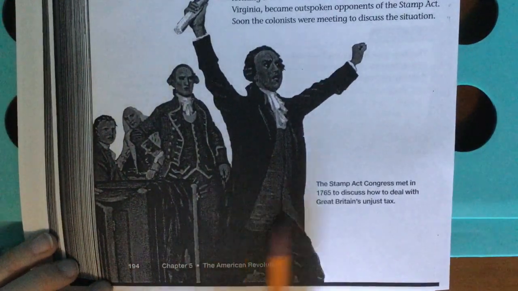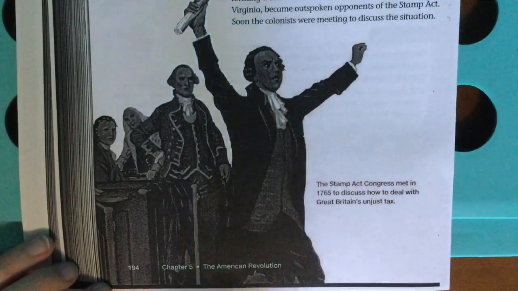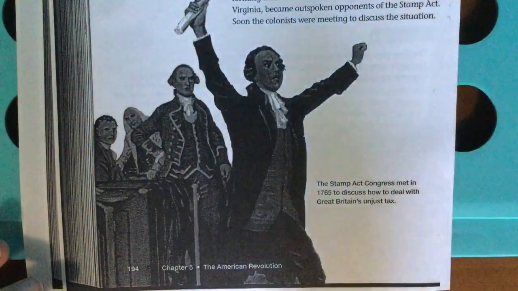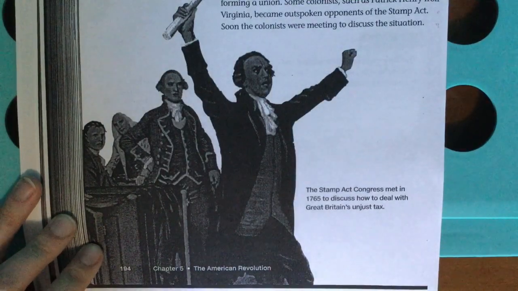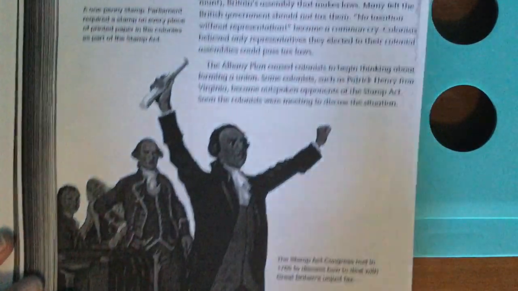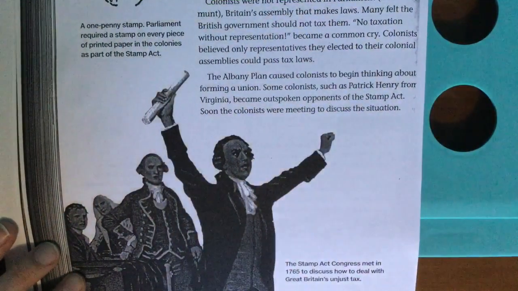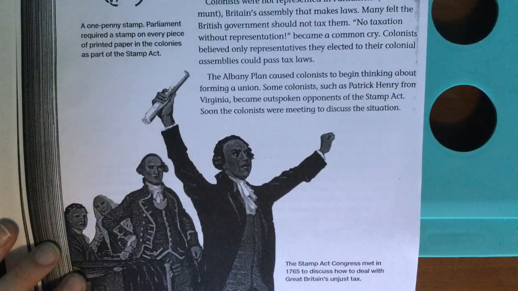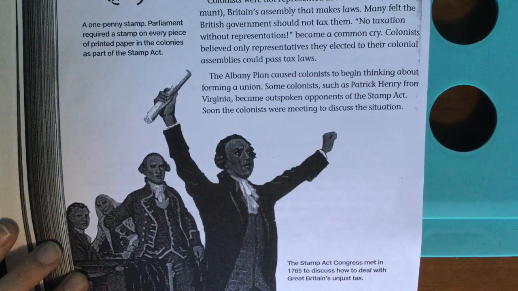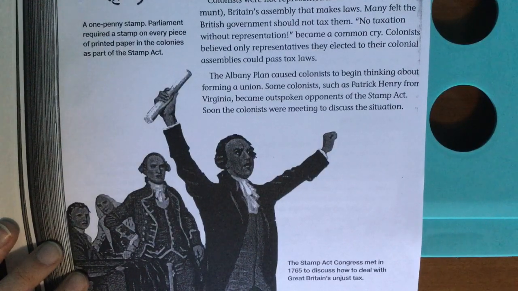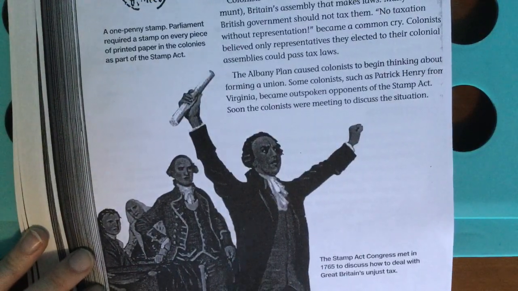We have an illustration here. It says the Stamp Act Congress met in 1765 to discuss how to deal with Great Britain's unjust tax. This Stamp Act, according to the colonists, was not fair. It taxed every piece of printed paper that they used. Newspapers, playing cards. Could you imagine if you had to pay tax on every playing card that you have? Or just reading the newspaper, you'd have to pay a tax. They did not like this idea.